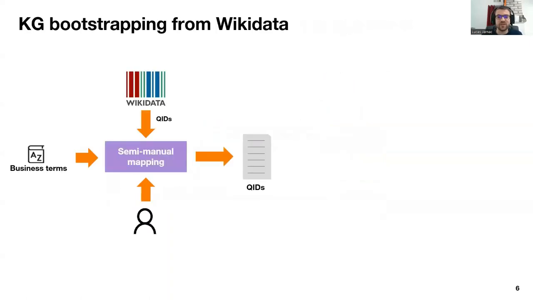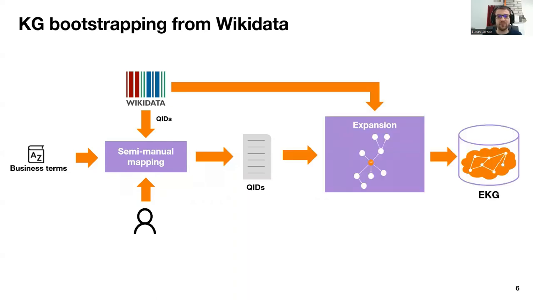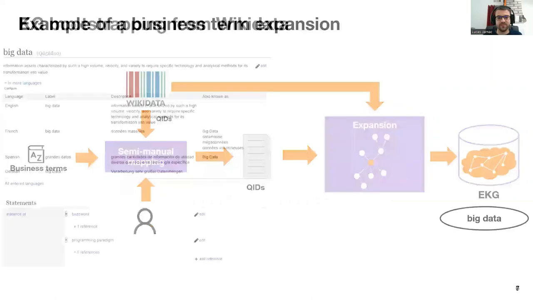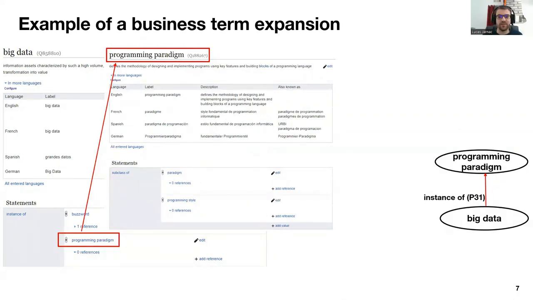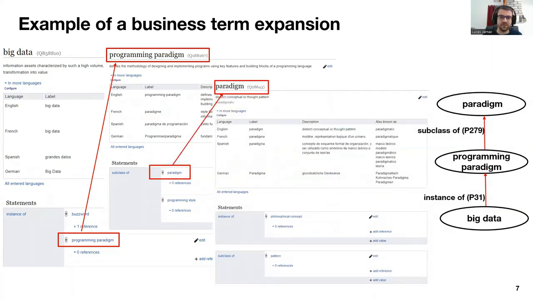From this internal source, business terms are semi-manually aligned with Wikidata entities, represented by a QID. Then, from these entities, we perform an expansion along their ontology hierarchy by retrieving the classes that will be provided to the knowledge graph. For a concrete example, we align the business term big data with big data entity of Wikidata. Then, we retrieve its direct classes, for instance, programming paradigm. Then the superclasses of this class, for instance, paradigm, and so on.